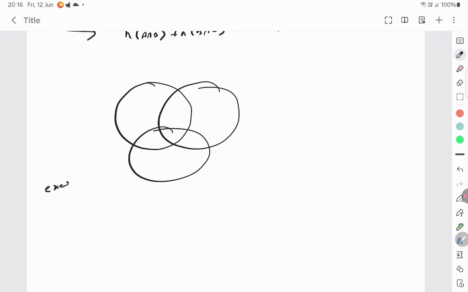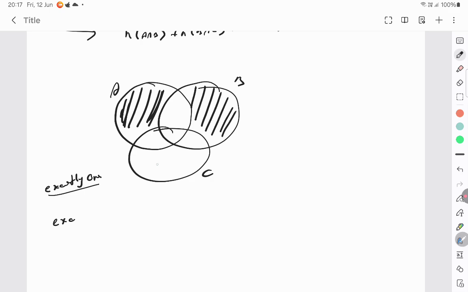Exactly 1. Exactly 1 means just this part, right? Just this part. Exactly A. Let's do exactly A. Exactly 1 means exactly A, exactly B, exactly C, all of them getting added up.